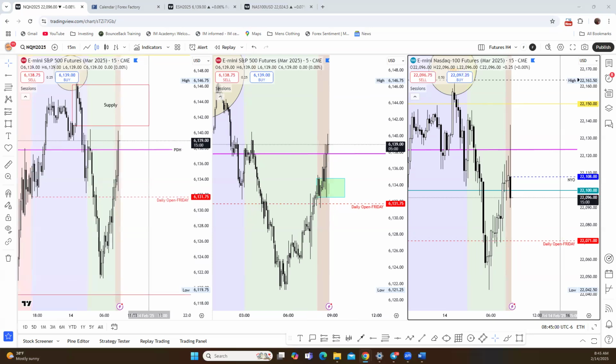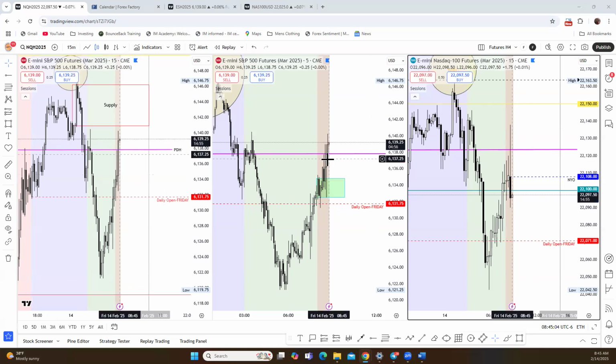That 5 minute close right there. Let's see what they do. Strong close there on ES, so signs of strength there. That's good for them. All right.